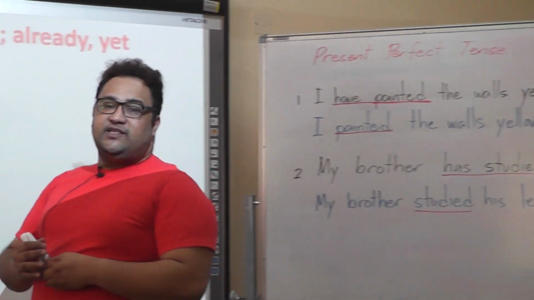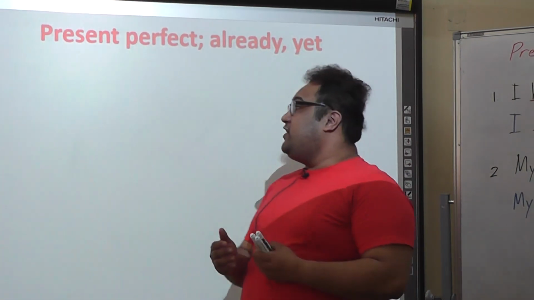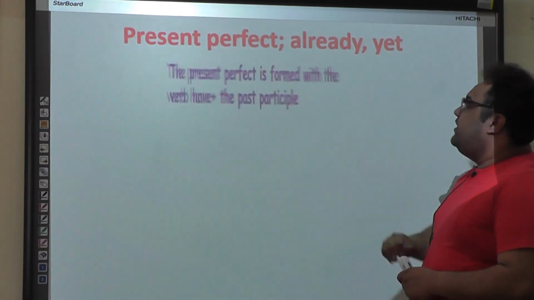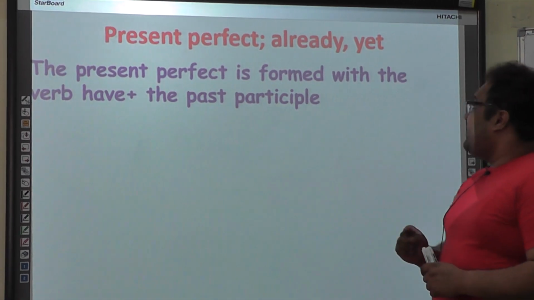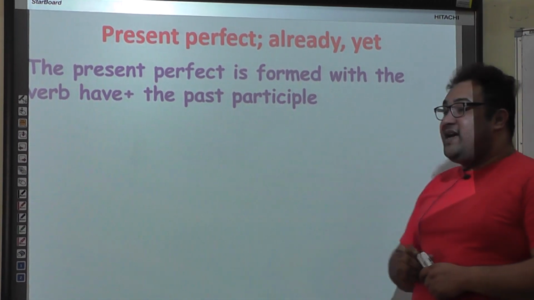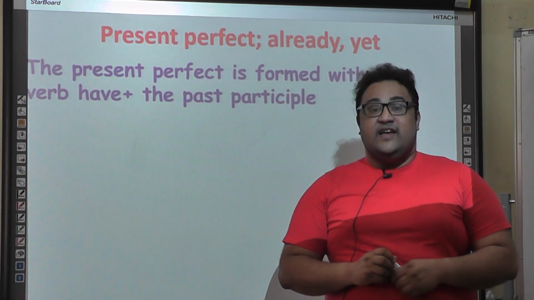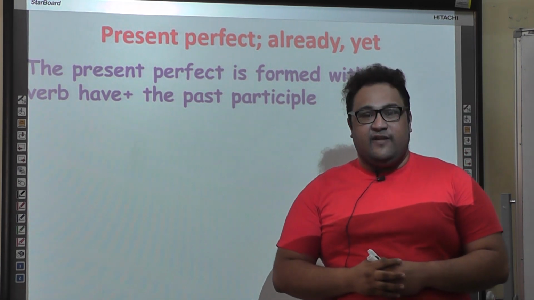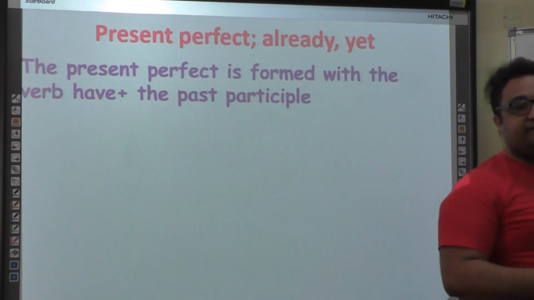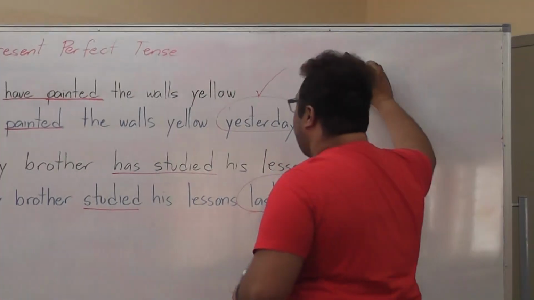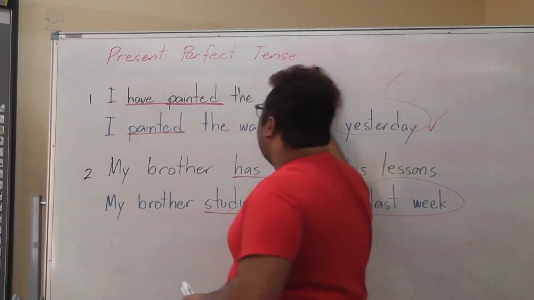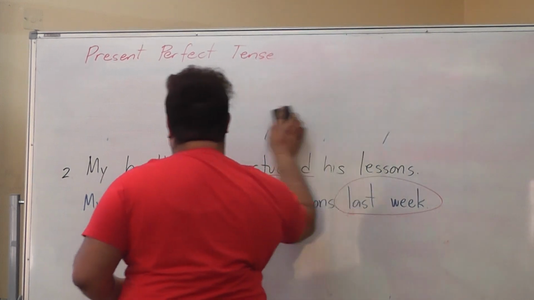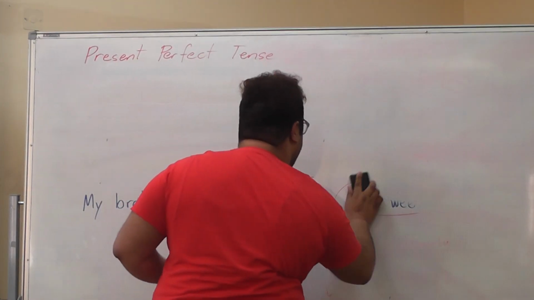Now, when do we use the present perfect tense? Or how do we form the present perfect tense? The present perfect is formed with the verb have plus the past participle. Again, the present perfect is formed with the verb have plus the past participle. It is so important that whenever we discuss this, we have to go back to the conjugation of the subject and the verbs.